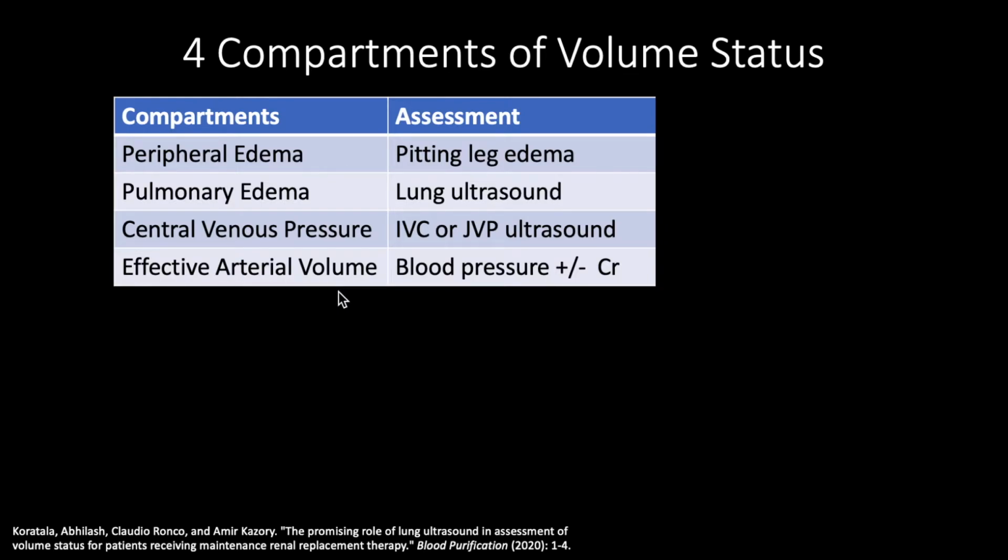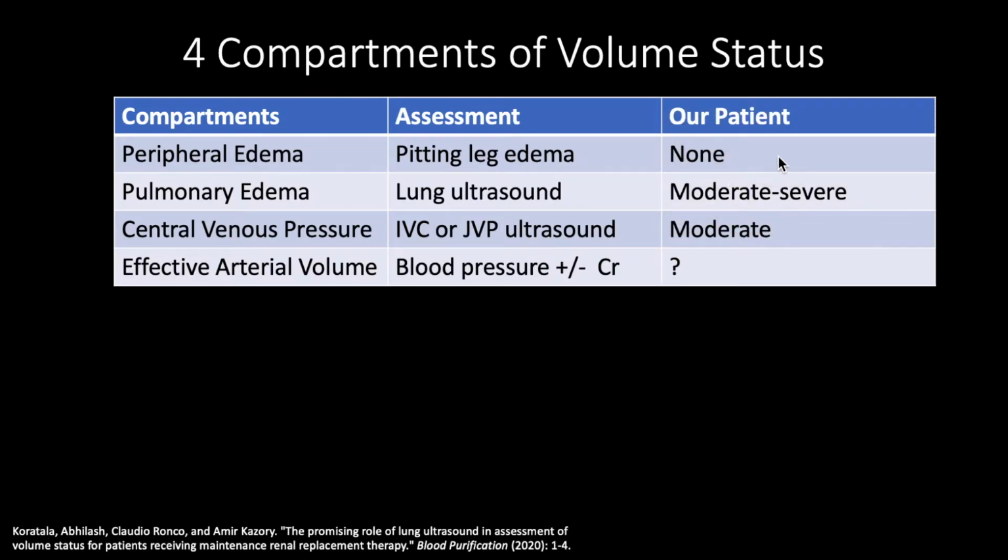And the final category is effective arterial volume, which is the hardest to measure, but we get clues about what their arterial volume is. If the blood pressure is dropping, they could have low effective arterial volume, or if their creatinine's rising, they could have low effective arterial volume causing a pre-renal AKI. So what about our patient? He really had no peripheral edema, so he was dry in his legs, but he had moderate to severe pulmonary edema. His central venous pressure, he had a moderate amount of fluid there. CVP 8 is right in the middle of the zone.